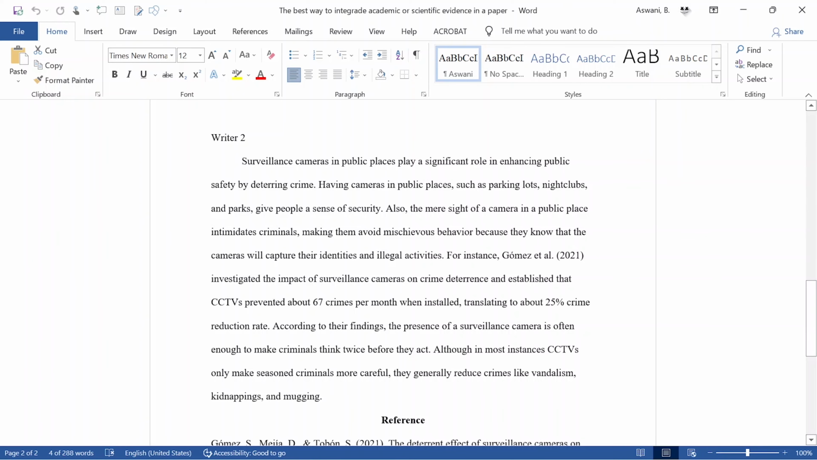And the writer has gone an extra mile by quoting the numbers, because when you quote the numbers, it makes even more sense. Okay, quoting the figures, 67 crimes, 25% crime reduction. So this is the best way of doing things. And I'm not saying that every time you want to cite, you need to open that document and summarize it. But whenever it's possible, always try to do this.